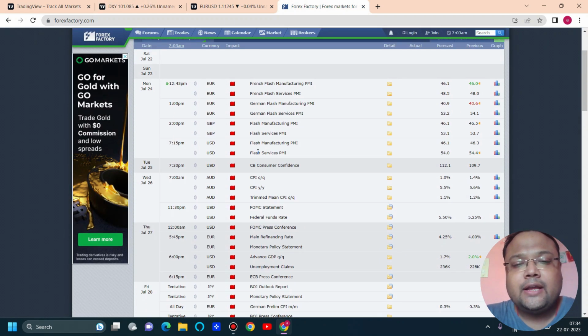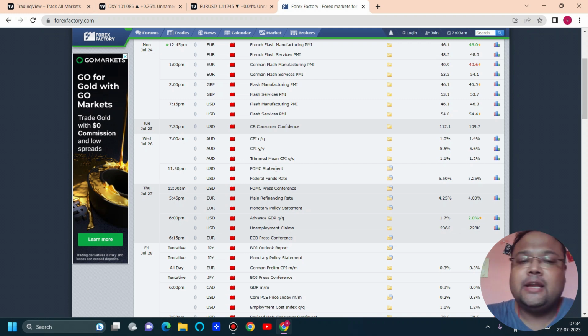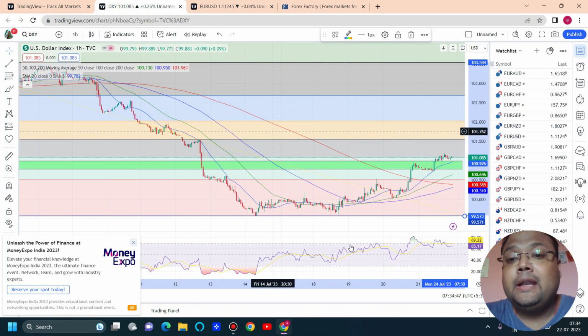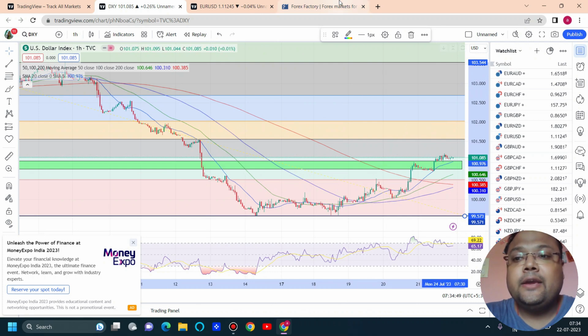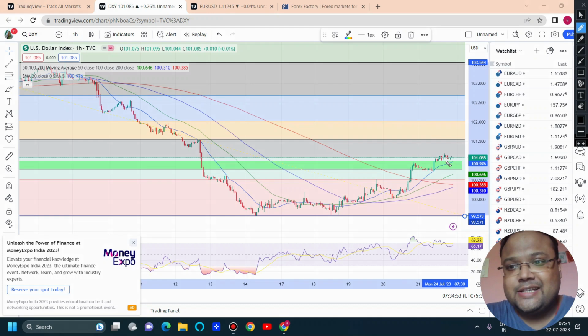Then when is the Fed meeting coming up? It is coming up on Wednesday. You can see FOMC statement. So yes, there will be some volatility on Wednesday. Till then, there's a good chance that DXY will try to maintain the recovery stance here. You can see dollar index closed at 101.08.